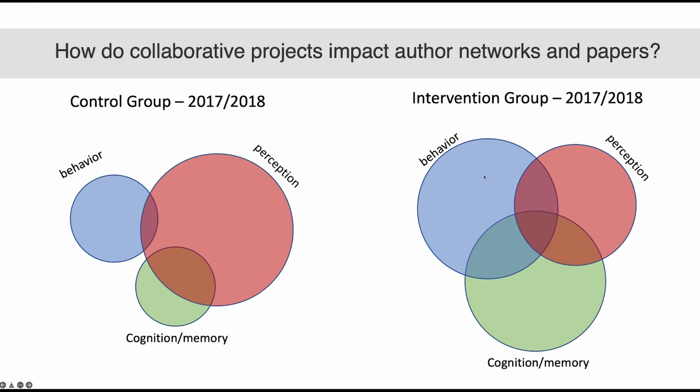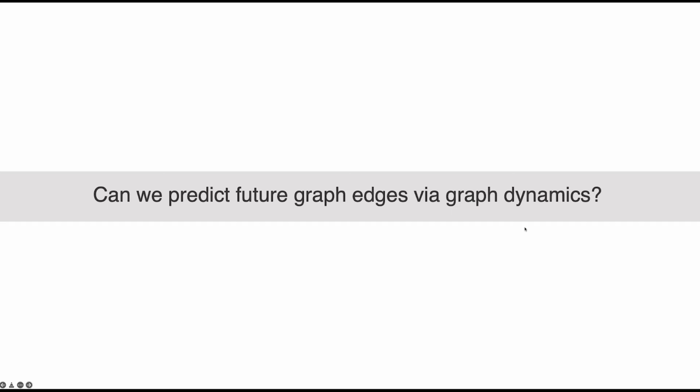We were also, because in the data set, we have not only information about who those authors are and what their papers were, but we know the topics, remember? So we can look at what kinds of work happened at topical intersections, like you see here. More work for the intervention group happened at the topic intersections than it did for the control group, which we thought was pretty interesting. So we then started to ask, well, can we predict future graph edges via graph dynamics? Is that possible?